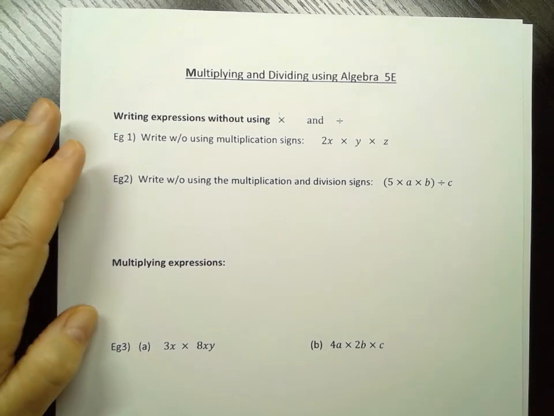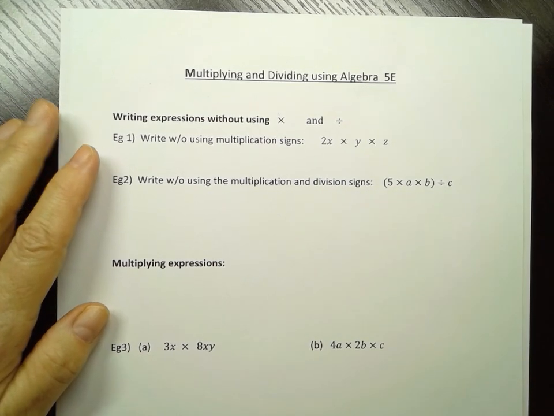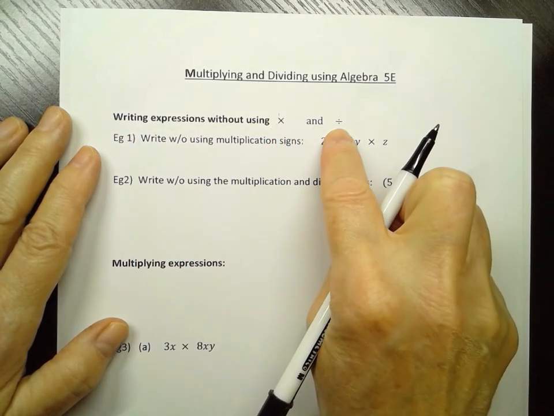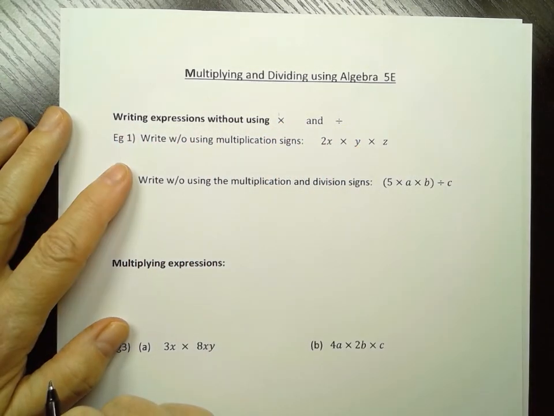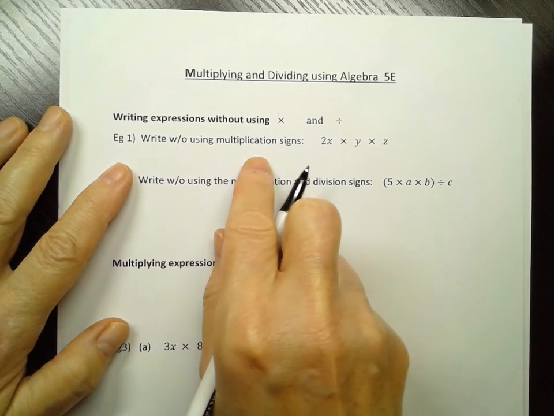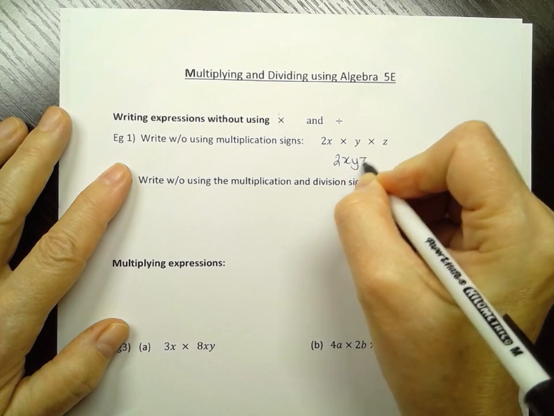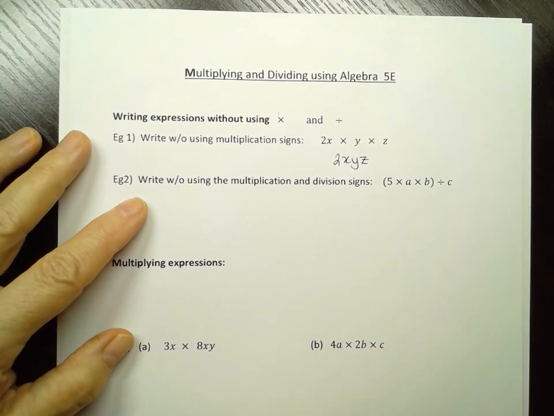Okay, girls, these are the notes for multiplying and dividing using algebra. This is 5E. So we want to write expressions. We talked about this last week without using the times and the divide. So we want to write without using multiplication signs. So we're going to write 2xyz. We just remove them and put the letters next to each other.